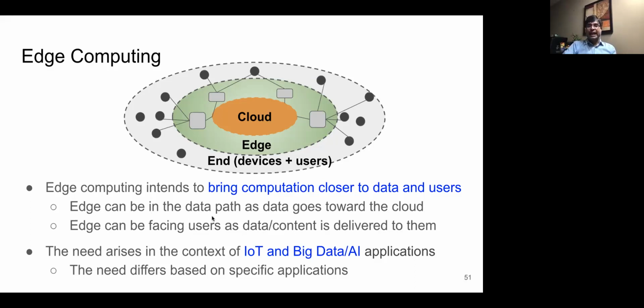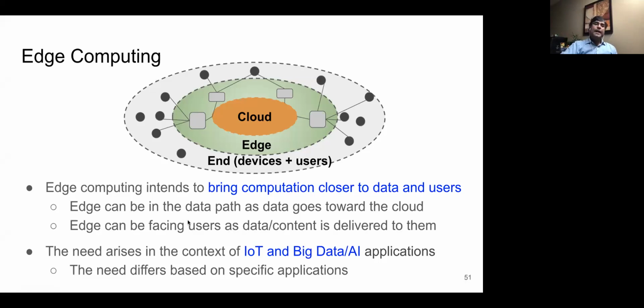And as we said, the edge can be on the data path as data goes towards the cloud. So we can think about a path where data is going from the devices to the cloud, or the other way around. The cloud already has content that has been posted somewhere, and then that content is being delivered to the user. So the edge can sit in that path also. So those are the two flavors that we talked about: a cloud-facing edge or data-facing edge, and a cloud and user-facing edge.